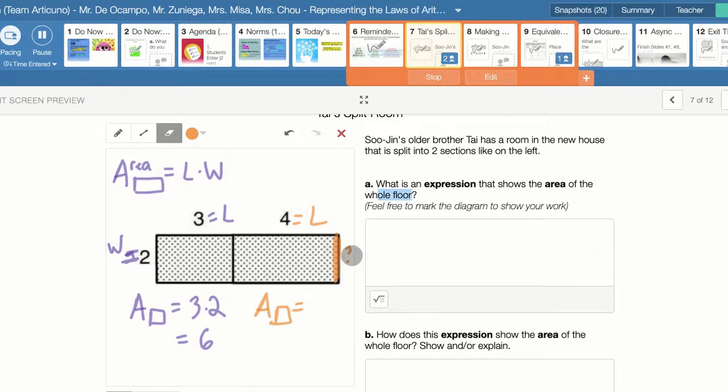Okay. Well, the good news is that in a rectangle, this left side is the same as the right side. Okay. In a rectangle, this right side is the same as the left side. So if this is 2, that means this has to be 2. So now we know what the width is. We know it's 2. We know the length is 4. 4 times 2 is equal to 8.